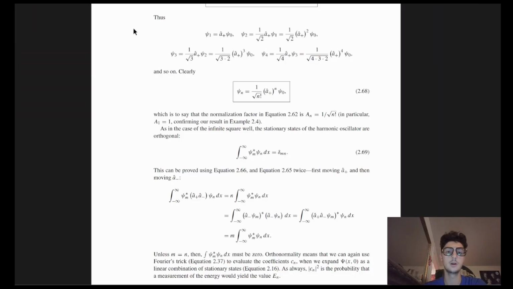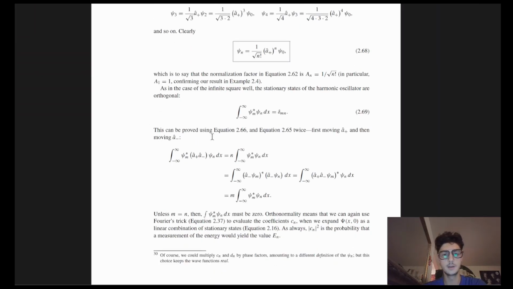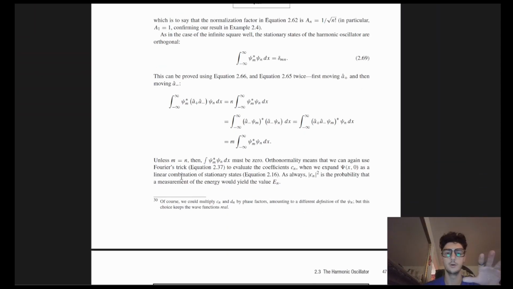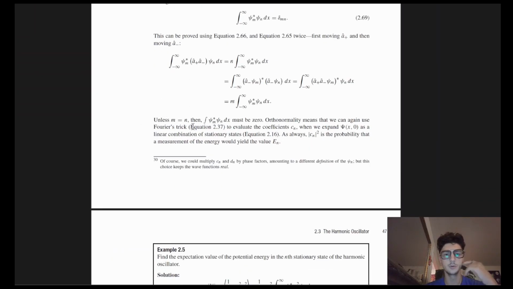which is the same thing we saw in the infinite square well. This can be proved using equation 2.66 and equation 2.65 twice, first moving a plus, then moving a minus. I don't want to go through the proving, guys. If you want to take a look at it, pause, check the equations there, try to prove it yourself. This is very, very good practice. But for the purpose of just a lecture, I'm just going to read the whole theory and not spend much time on these proofs. So unless m equals n, then this must be 0.